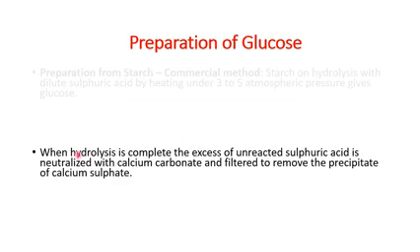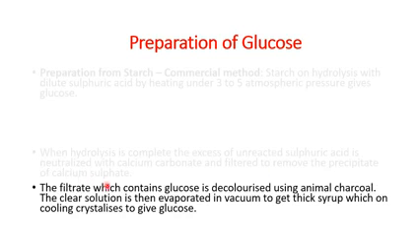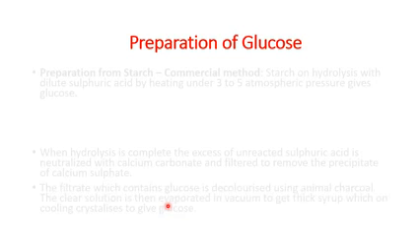When the hydrolysis is complete, the excess unreacted sulfuric acid is neutralized with calcium carbonate and filtered off. The residue will contain calcium sulfate. The filtrate, which contains glucose, normally has some impurities, so it is decolorized using animal charcoal, that is carbon, which absorbs most of the impurities. The clear solution is evaporated in vacuum to get a thick syrup from which glucose can be crystallized by cooling. So this is the second method of preparation of glucose.